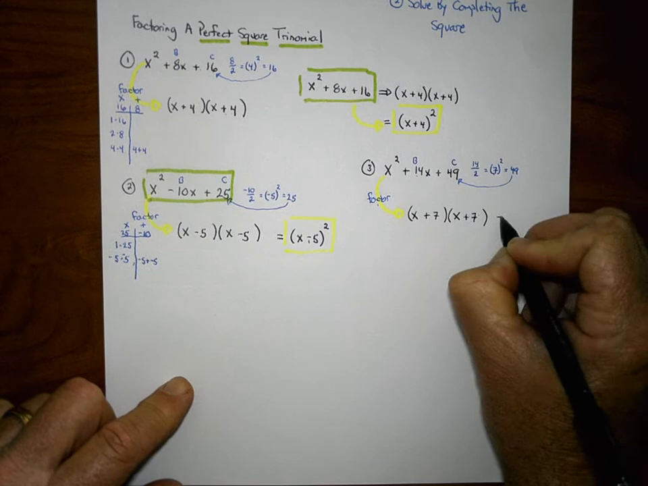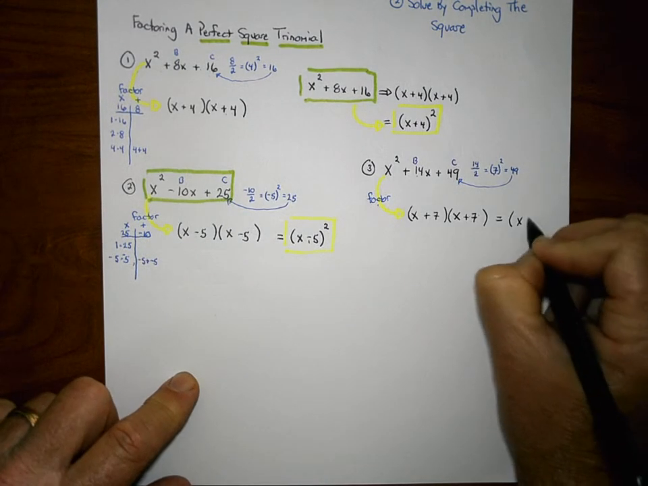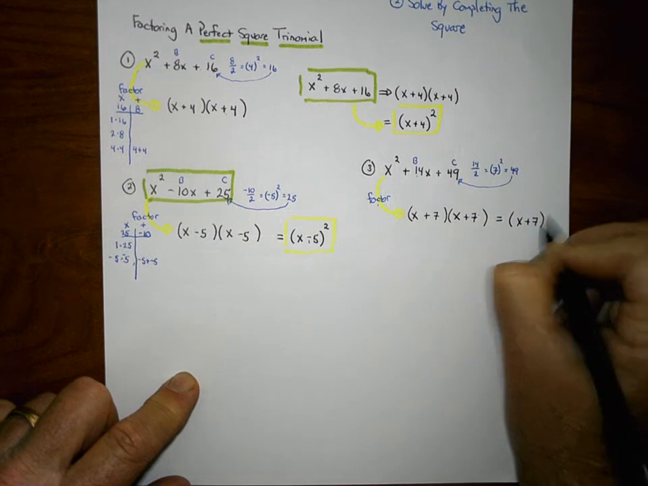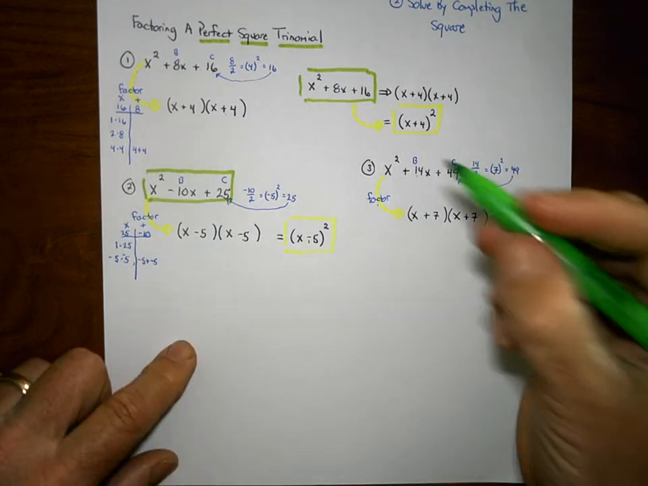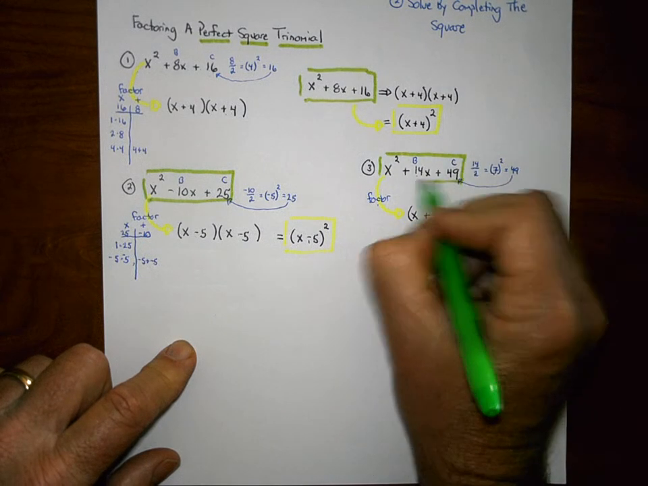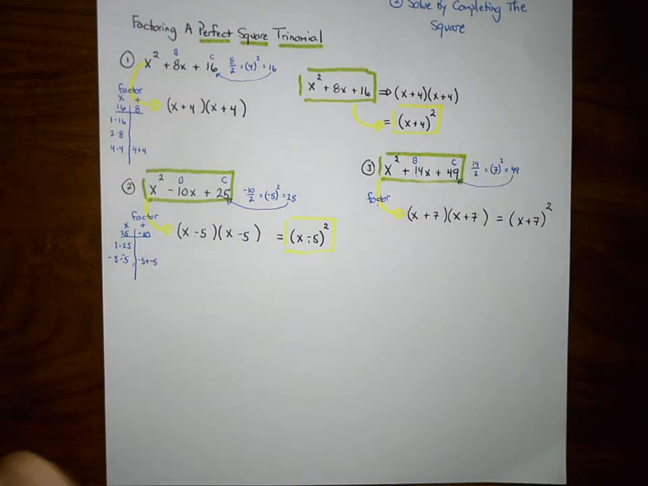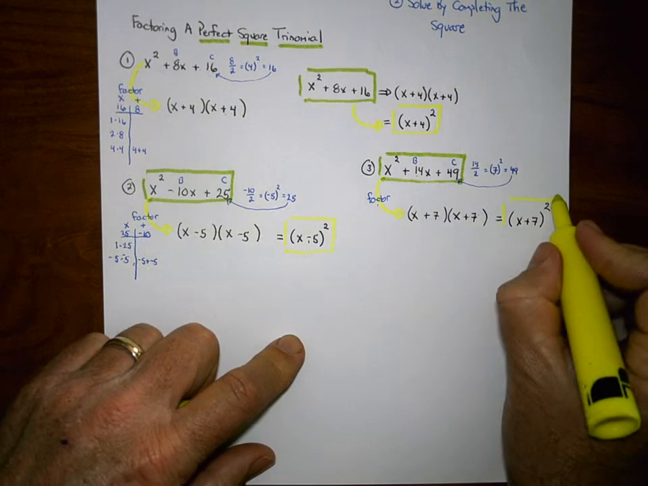And how do we rewrite that? That means we have two sets of x plus 7s. So that means we have x plus 7 quantity squared. So we started with the perfect square trinomial, x squared plus 14x plus 49. And when we factor it down, we get quantity x plus 7 to the second power.